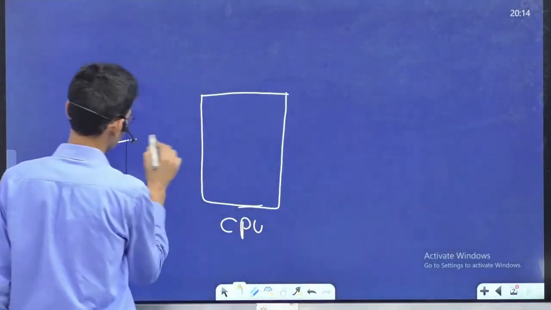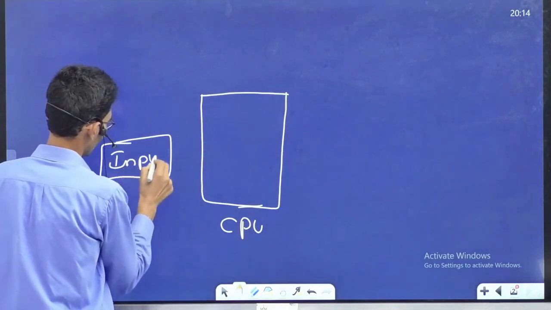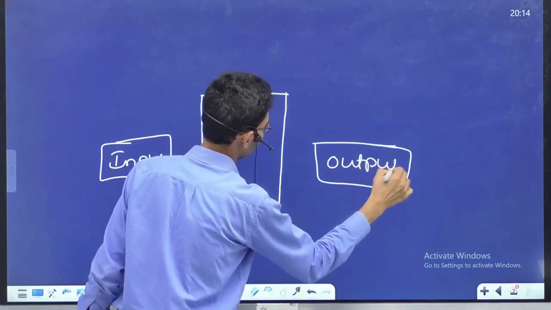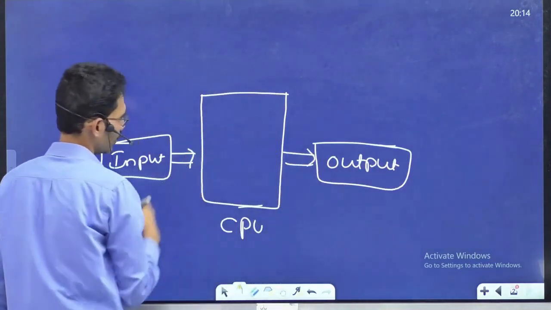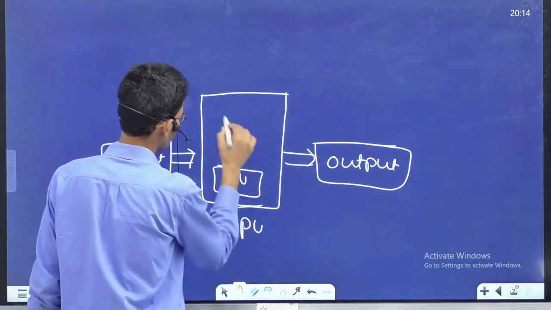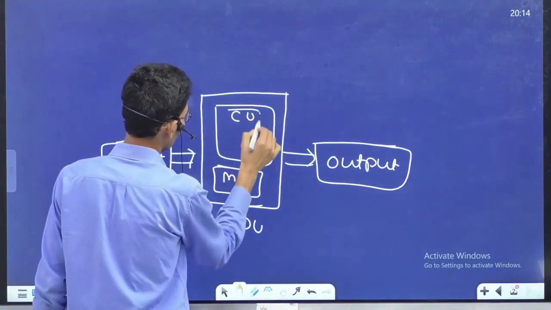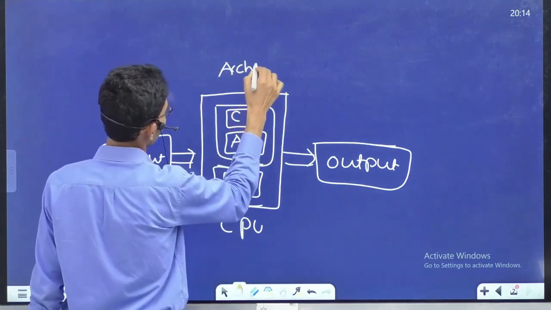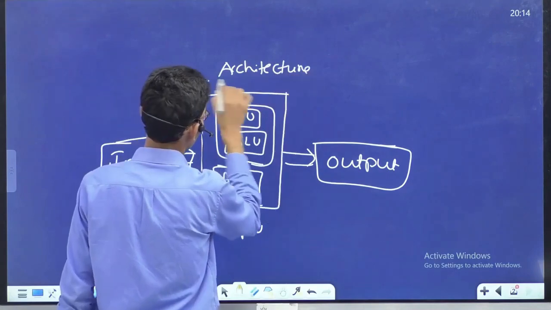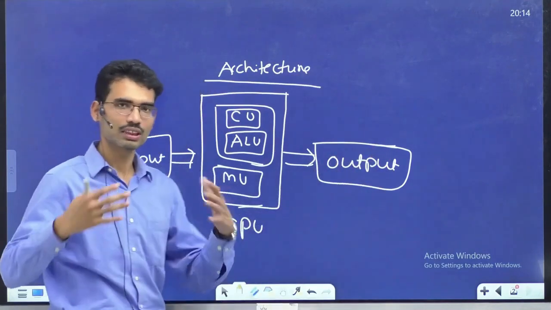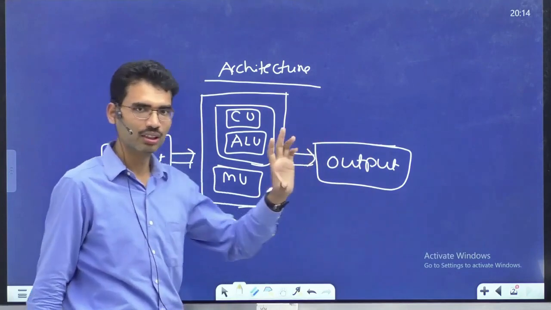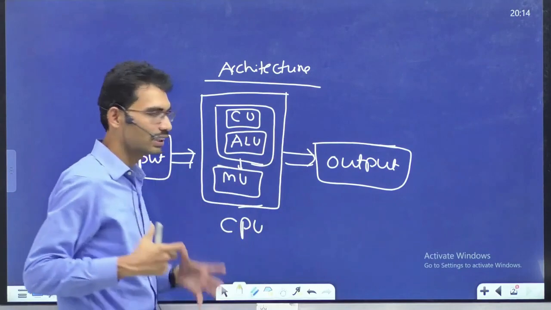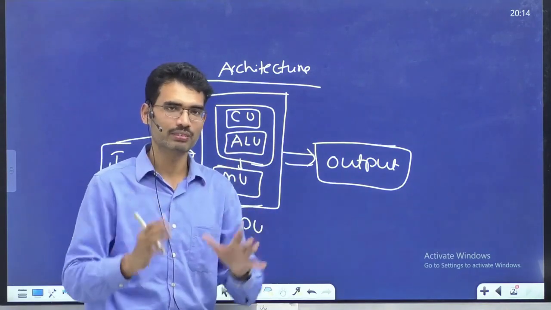Central processing unit, input, output. And this is where the memory unit, control unit, and arithmetic logic unit sit. This is the fundamental architecture. So as long as you are preparing for computers, you need to remember this architecture. One instruction means that from memory it takes one instruction, with an arithmetic and logical operation, one instruction at a time.